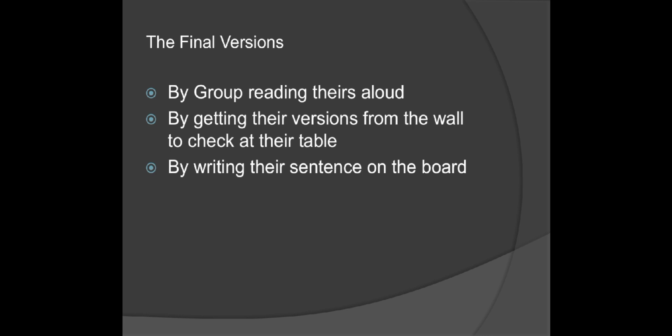Okay, the last point is that the final version can be checked in a number of ways. First, by groups reading their text aloud; second, by getting their version from the wall and checking it at their table; third, by reading their sentences on the board, one group, not each group, writing on the wall. Then there is discussion with the teacher and other class members as to its query, word choice made, and so on.